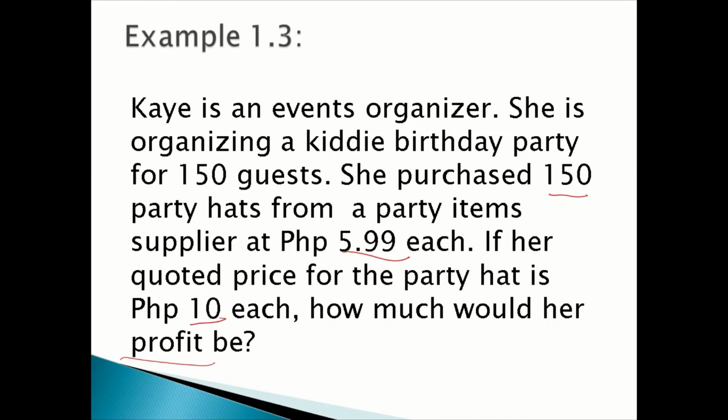So we are going to multiply 150 by 5.99 and also multiply 150 by 10, and let us subtract the answers of those. Let us subtract both answers. Okay, let's proceed with our solution. Looking at this point, we are going to multiply first our supplier value.